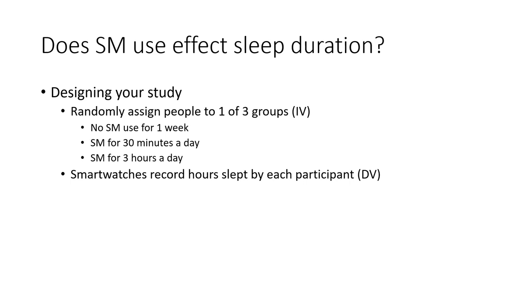Now, to monitor their use, you would put an app on their phones and computers to measure how much they're actually using social media. The dependent variable is the amount of time they sleep each night in hours, and you're recording that using smartwatches. That's your dependent variable.